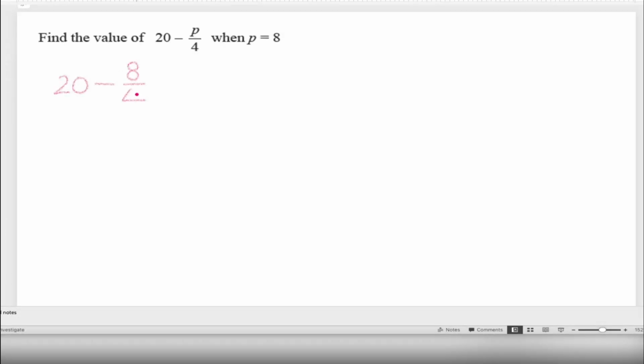What is 8 over 4? 8 divided by 4 is equal to 2. What is 20 minus 2? 20 minus 2 is equal to 18. So the answer is equal to 18.